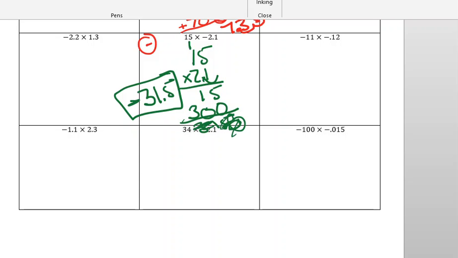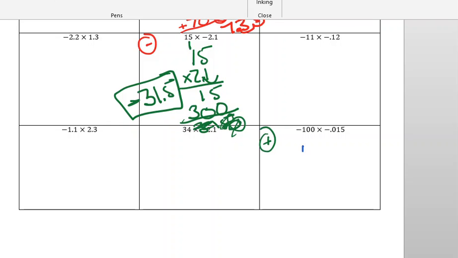All right, let's do the last one here. Okay. So I have negative 100 times negative 0.015, and I know that that's going to be positive. And I'll change my color to blue.